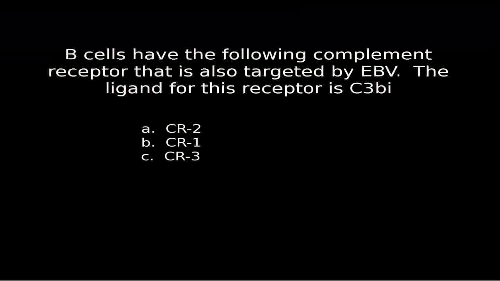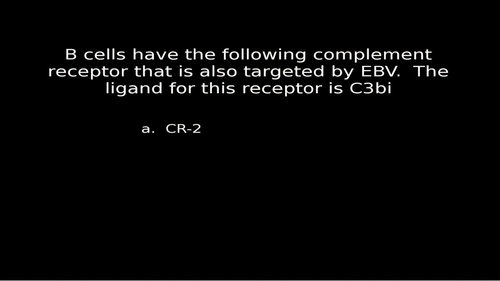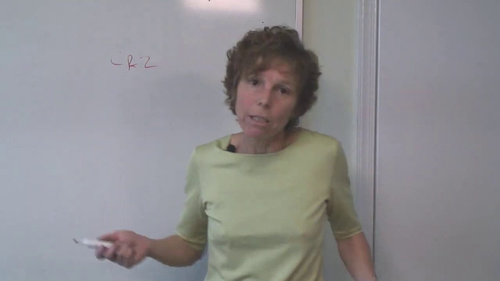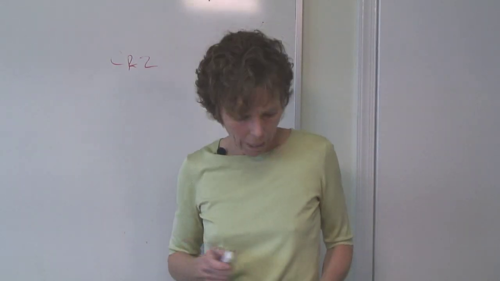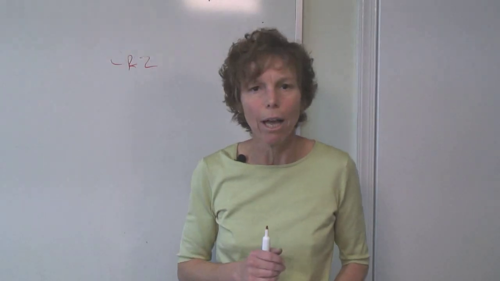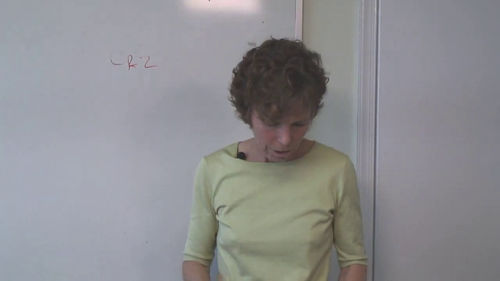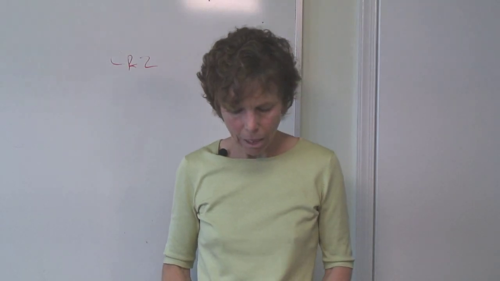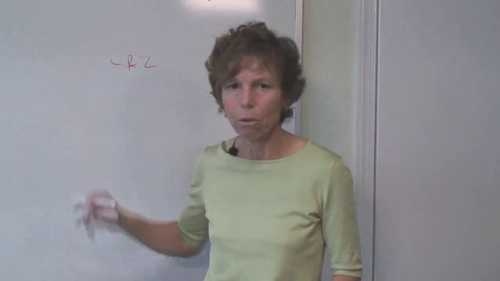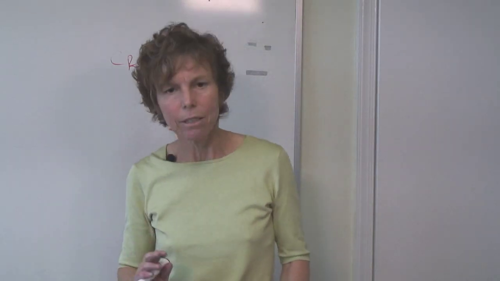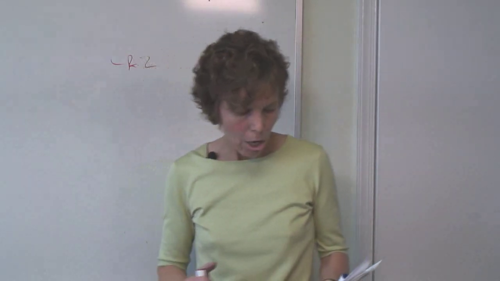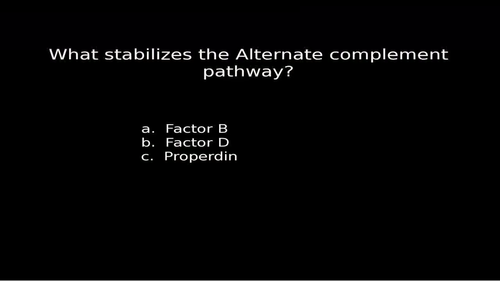Number 7, B cells have the following complement receptor that is also targeted by Epstein-Barr virus. The ligand for this receptor is C3bi. That is complement receptor 2. So the B cells have complement receptor 2, and remember that EBV infects B cells. That's who it's interested in. And so this is also targeted by Epstein-Barr virus. C3bi is one of the components of complement, but suffice it to say that that's its ligand.